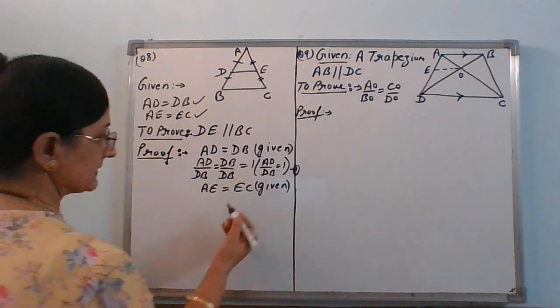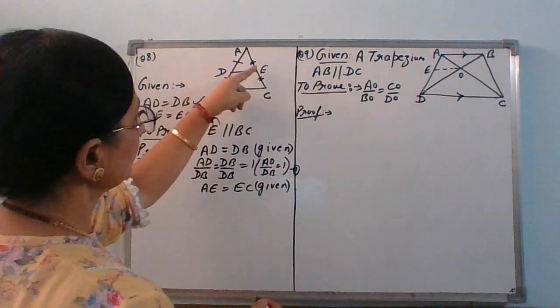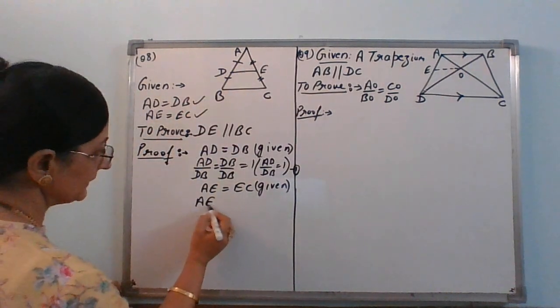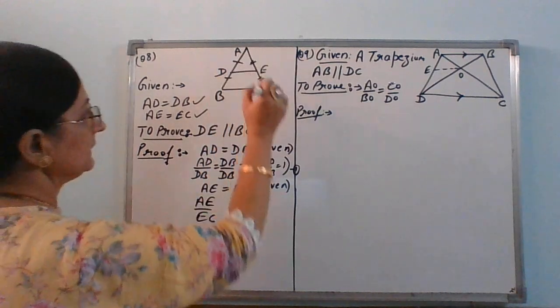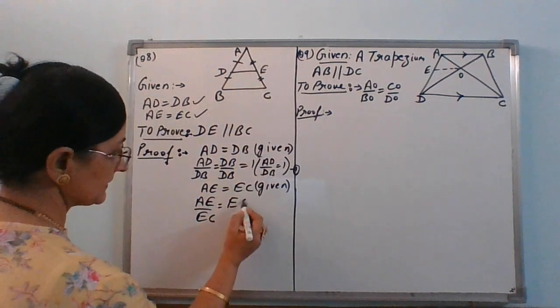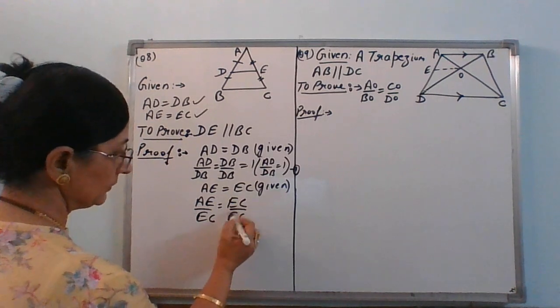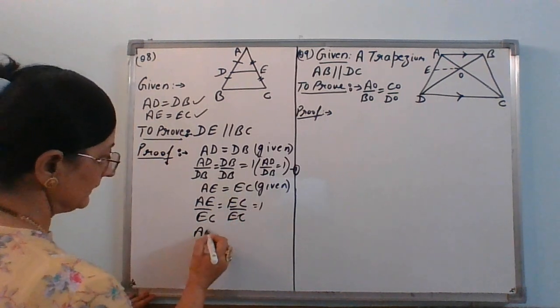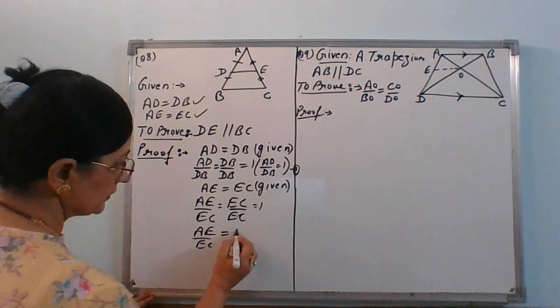Number 1. Secondly, here AE is equal to EC. So if we have to write this in ratio form, AE upon EC, this is also the same. In place of AE, just substitute EC. EC is already there, we'll get 1. So it means AE upon EC is also equal to 1.